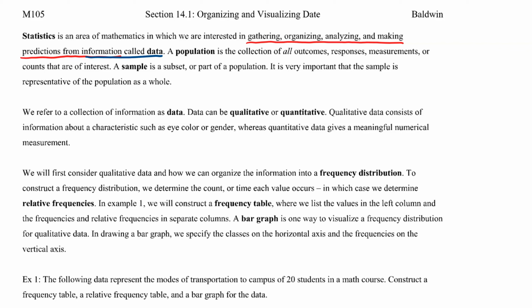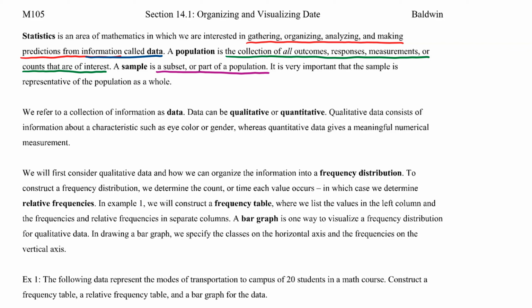So when we are collecting this data, this information, we have our population. So our population is considered to be the collection of all outcomes, responses, measurements, or counts of interest. So the population is all of the data, everything we've collected. Now, we also have what's called a sample, which is a subset or part of a population. So your population is everybody. It might be everybody in nursing, everybody in Kirkman, whereas the sample would be a smaller collective group.